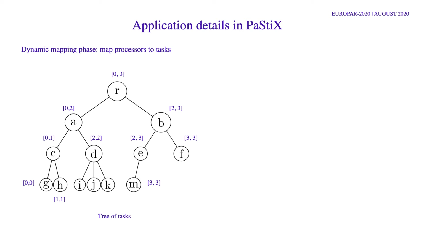The aim of the second step is to decide the precise mapping for each task. In PaStiX, this is done by simulating the actual factorization based on the prediction of both the running times of tasks and of the time needed for data transfers. After the first step, as you can see now, a set of processors has been mapped onto each task.